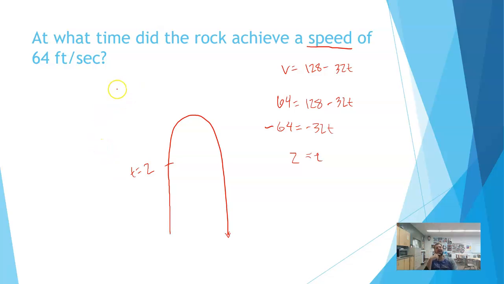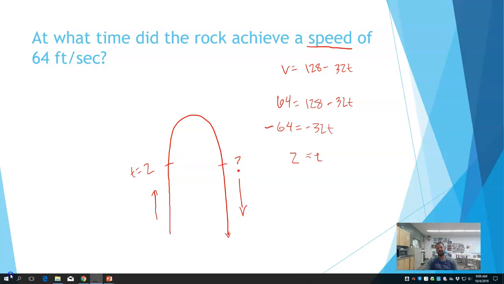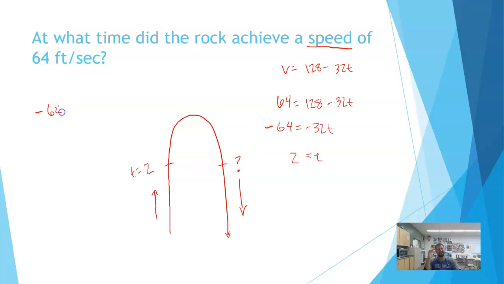So if I want to know when the speed is 64 feet per second, there's going to be a time when the rock is going up that it hits that speed, and a time when the rock is going down that it hits that speed as well. The way that we would find that is we would say, okay, it's going 64 feet per second, but if I have a negative velocity... So what we have to say is if the velocity is negative, then it just means the rock is going down. So if I had a velocity of negative 64 feet per second, all that means is I'm going 64 feet per second in a downward direction.